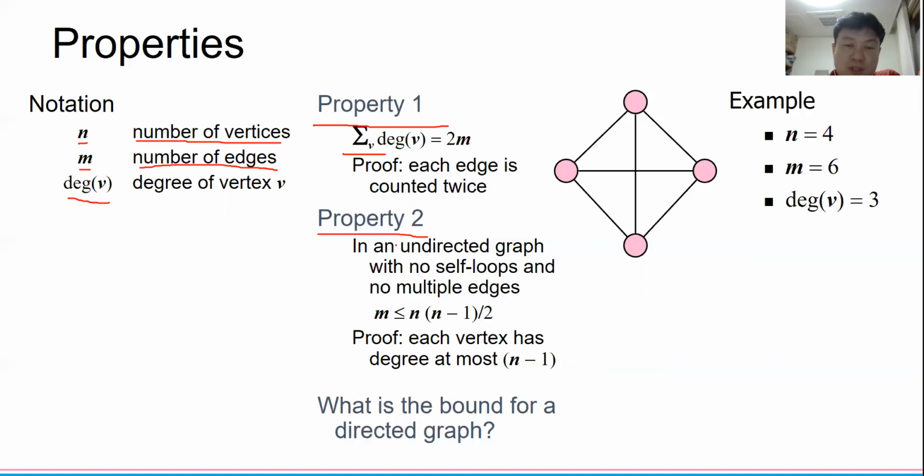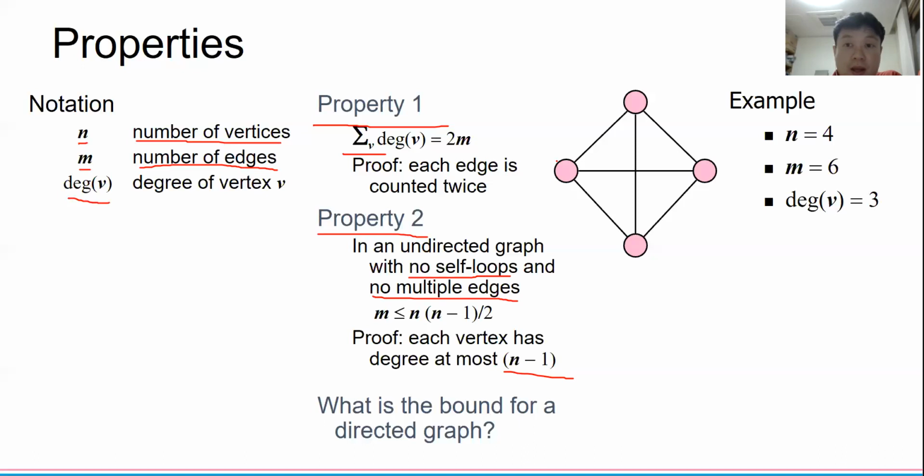Property two is for an undirected graph with no self loop and no multiple edges. No self loop means there is no edge going to the same vertex, and no multiple edges means there are no parallel edges. So prove each vertex has degree at most n minus 1. This is for the undirected graph.